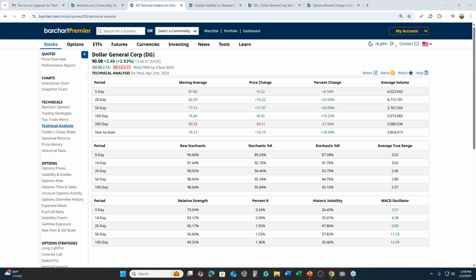So if you're selling an out of the money call or put, in this case, you're saying a put, and it continues to stay out of the money, it doesn't matter what the volatility is, it's going to expire worthless, right? Because it's out of the money.